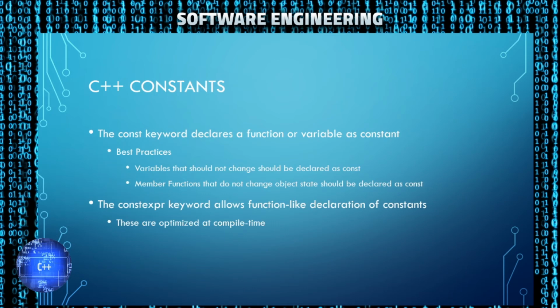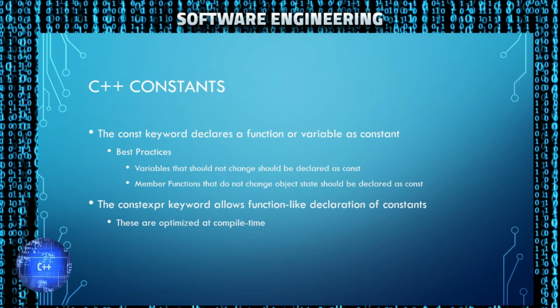And speaking of constants, the const keyword declares a function or variable as constant. And then there's a constant expression keyword that allows a function-like declaration of constants. These are optimized at compile time. The best practices for using these keywords is variables that should not change should be declared as constant, and member functions that do not change the object state should also be declared as const.